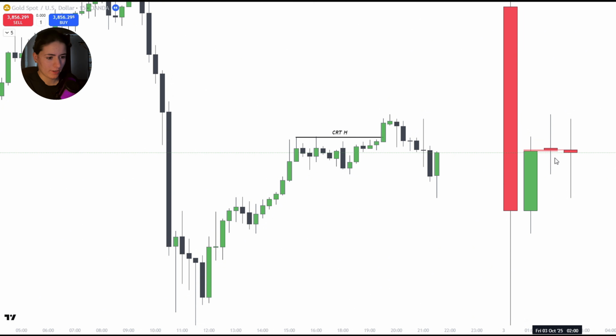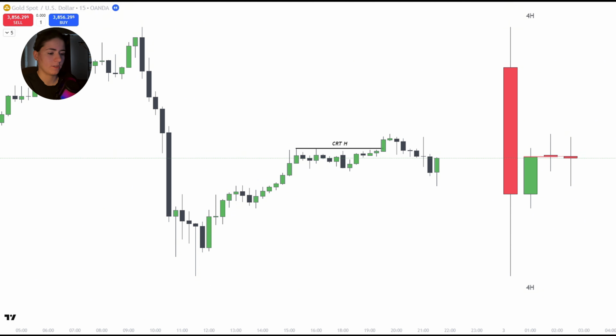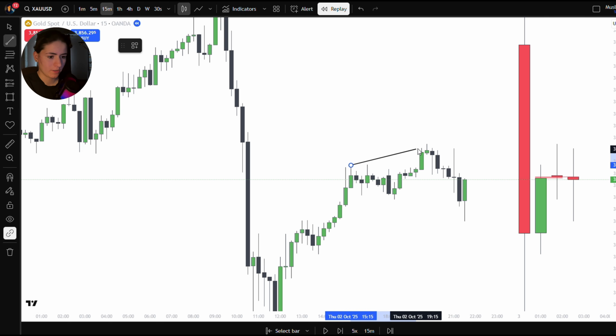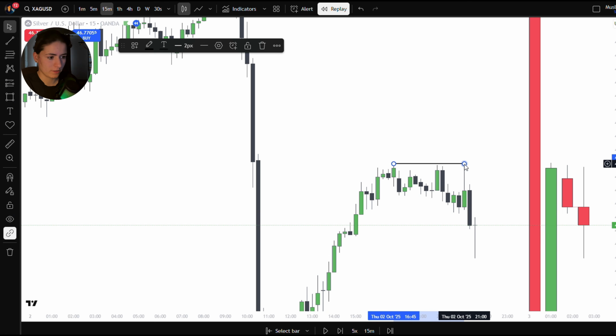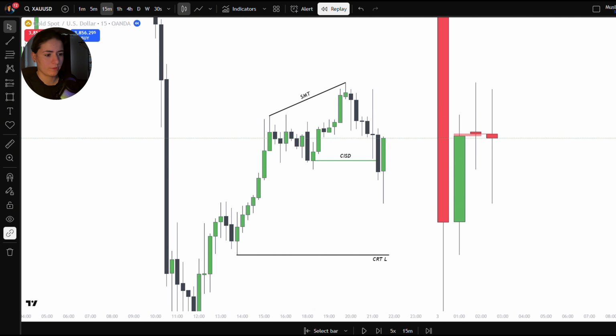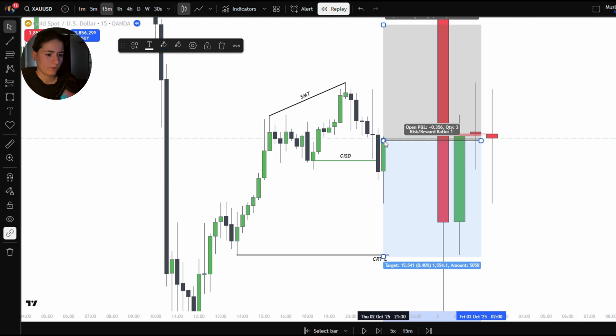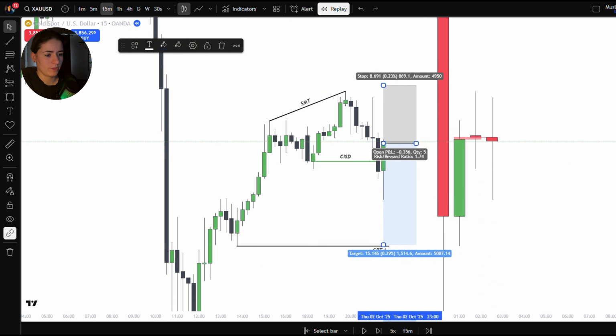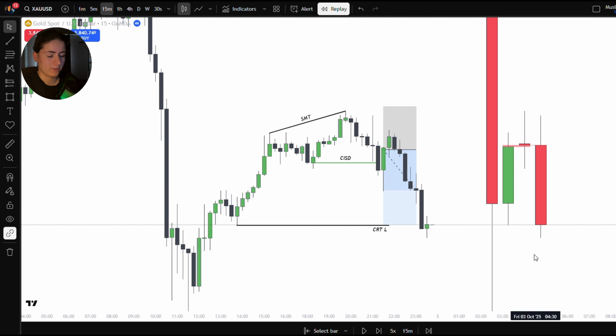To confirm this scenario, we wait for a signal: CSD plus SMT divergence. We can see that gold made a new high and formed a CSD, while silver didn't. That's strong confirmation of a possible reversal. After the CSD, we can consider entering a trade. Stop loss can be placed above the high and take profit at the CRT low.